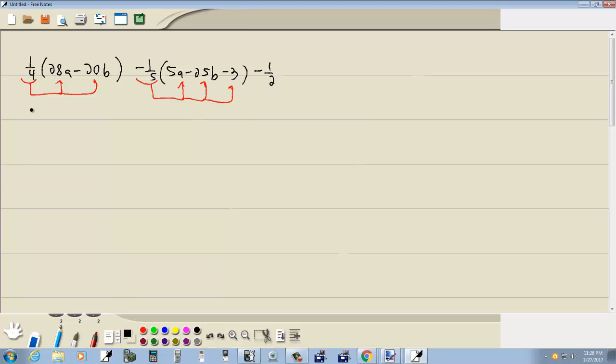So 1/4 times 28 gives us 28 over 4a. 1/4 times negative 20, we got minus 20 over 4b. Negative 1/5 times 5 gives us negative 5 over 5a. Negative 1/5 times a negative 25: first, a negative times a negative is positive, and 1/5 times 25 gives us 25 over 5b. Negative 1/5 times negative 3, and negative times negative is positive, and 1/5 times 3 gives us 3/5 minus 1/2.